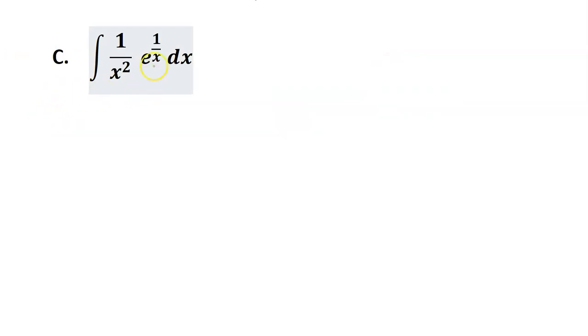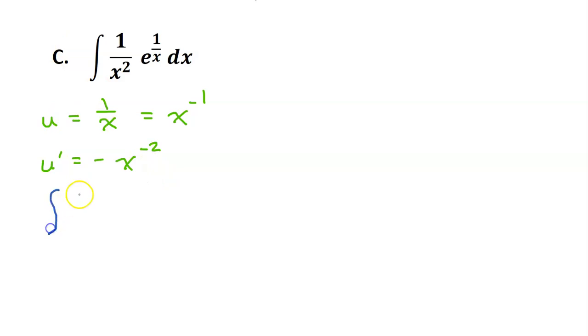For part C to work out, I need u to equal 1 over x. Keep in mind that this is the same as x to the -1 power. So therefore u prime will equal, let's do the power rule, the -1 comes down in the front, and we subtract 1, so that's going to be the -2 power. So let's do the substitution and see what happens.